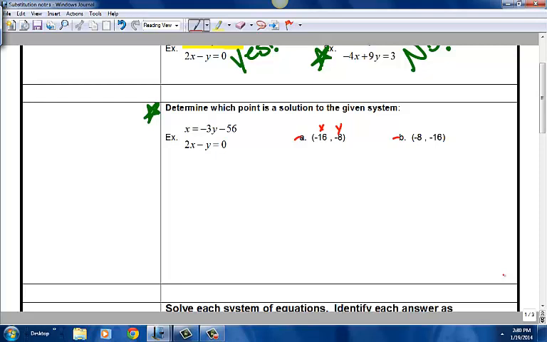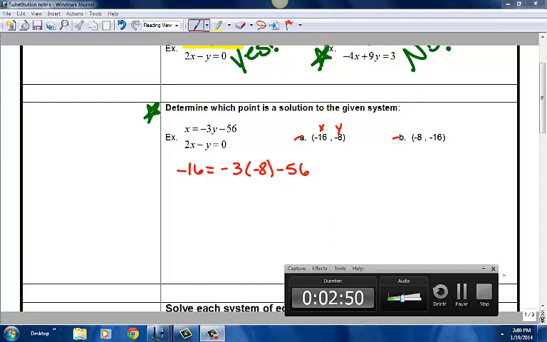So watch this. Everywhere I see x, I'm going to plug in the negative 16. And everywhere I see a y, I'm going to plug in the negative 8. So all I'm doing is rewriting the very first equation, and I'm using point A as this test point to see if it works. Then I'm going to do the same thing for the second equation and see if A works for that one as well. I'm going to pause and do the work so that you don't have to sit and listen for the whole thing.